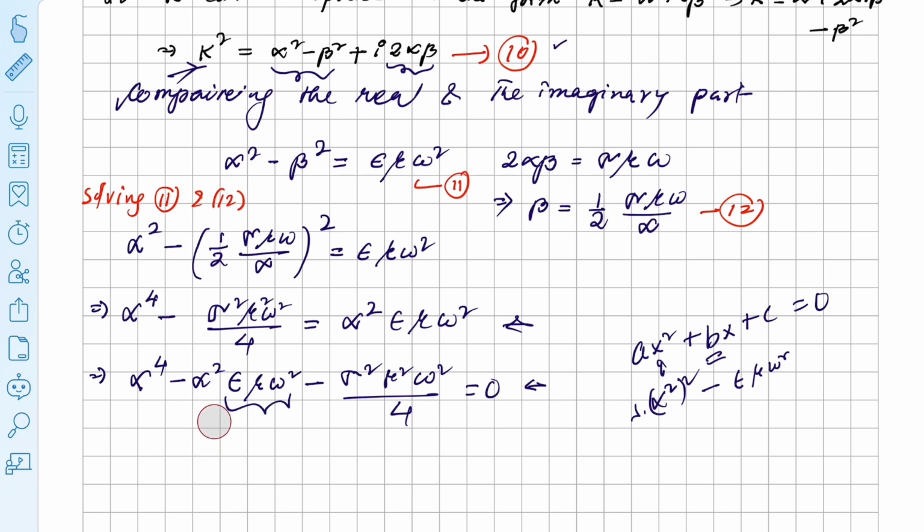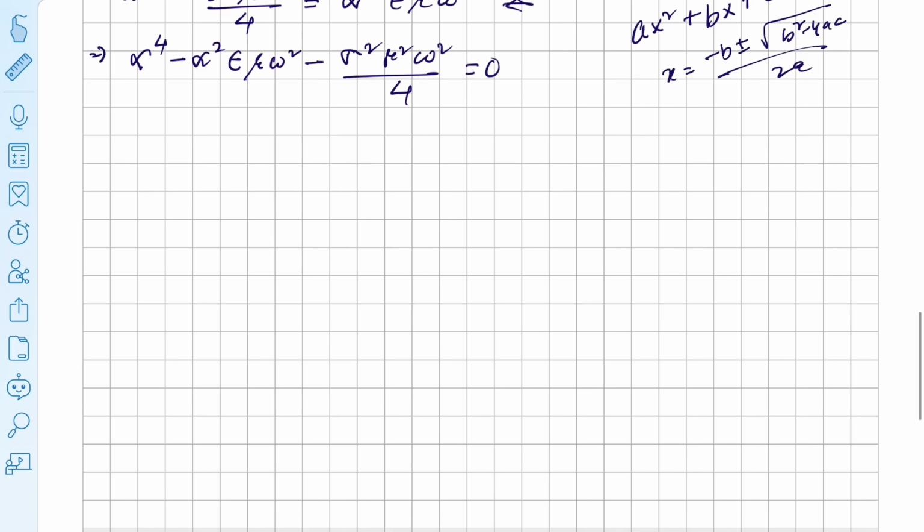I don't think I need to remind you of it. Hope you all know the quadratic formula, that is x is equal to minus b plus minus root over b square minus 4ac divided by twice a. We're going to use that. If we use that, then we're going to end up getting that alpha square is equal to minus of minus epsilon mu omega square, so that means it's going to be epsilon mu omega square. That's what we're going to have.